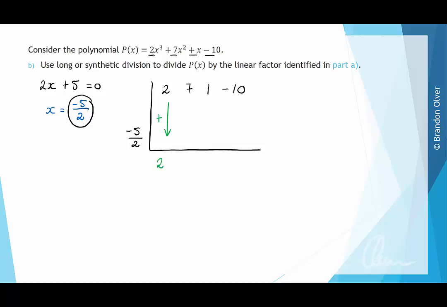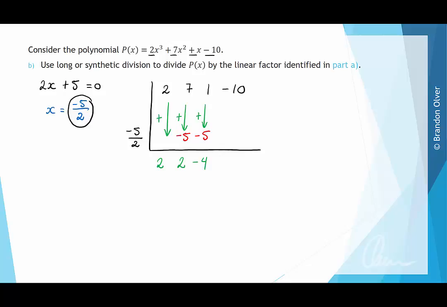And the next thing we do is multiply negative 5 on 2 by 2, and that will give us negative 5. And then we add down the second column, which will give 7 plus negative 5, which will equal 2. Then we once again multiply the negative 5 on 2 by this 2, and that will give negative 5. Then adding along the next column, we find that 1 plus negative 5 is negative 4.